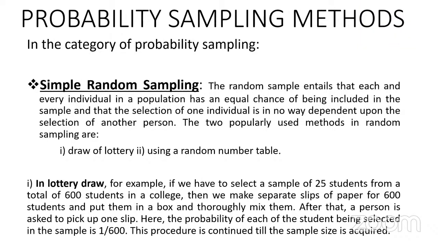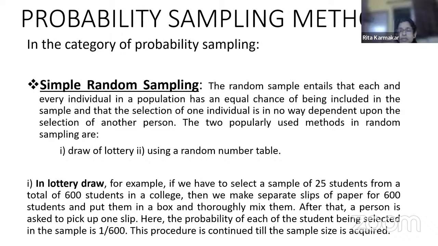Okay, so that is one method used in picking up those elements of the population and including them in the sample. So you said the draw of a lottery, because it is visible on the screen. So I'm asking, what is simple random sampling then?